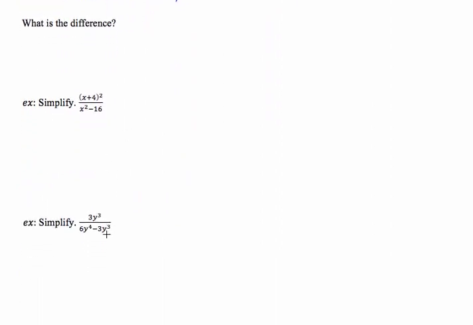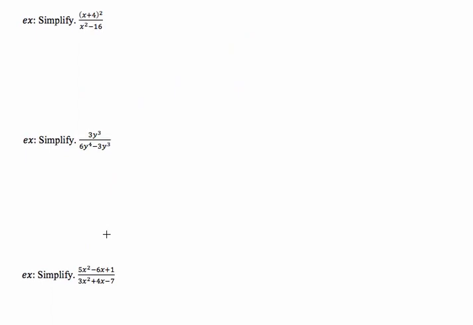Alright, let's do another example. Let's simplify x plus 4 all squared divided by x squared minus 16. Now the first thing you might want to do here is you see x plus 4 quantity squared, your instinct is to expand. That's actually not going to help us. I'm going to show you why.